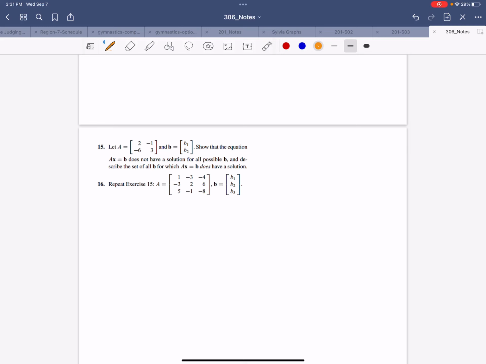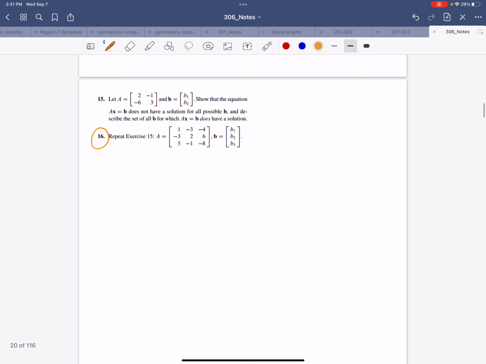Hey everyone, let's do a problem similar to the one we did in class. For number 16, let's show that the equation Ax equals b does not have a solution for all possible b, which is the same as saying that the column vectors of A do not span R3. Instead, we want to describe the set of all b for which Ax equals b does have a solution.